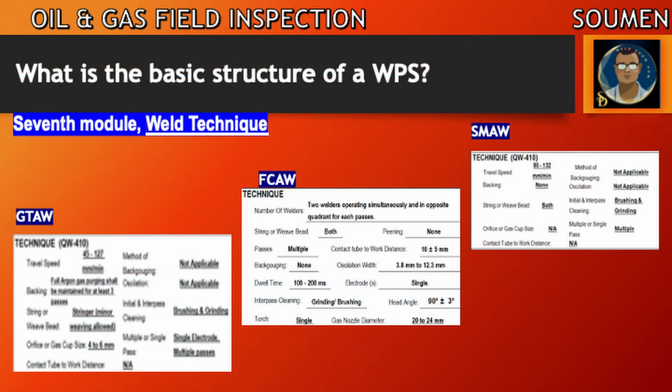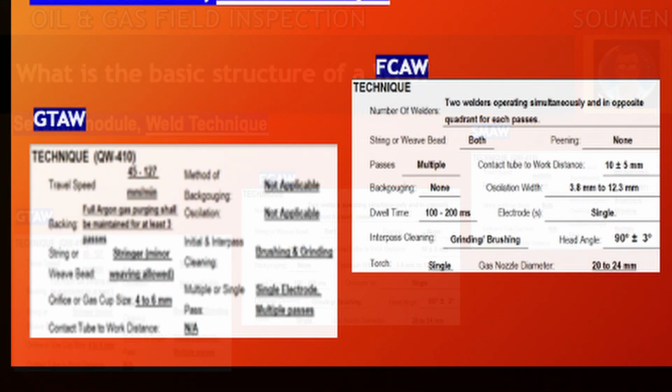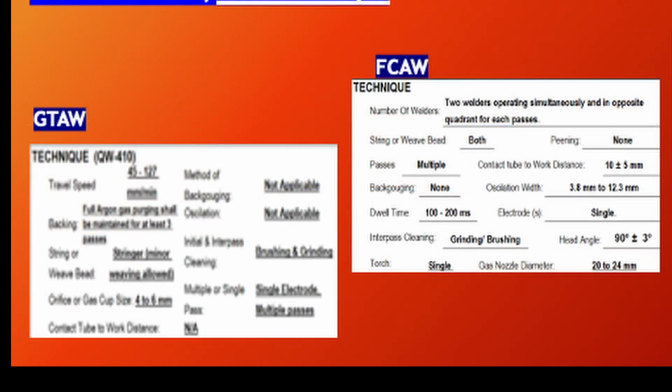Now the 7th module is weld technique. Even you can see from the parameter table, travel speed, minimum, maximum is mentioned. Method of back gouging, generally in the single B butt joint we are not doing this. If it is a pipeline, access from inside is not possible, so method of back gouging is not applicable.